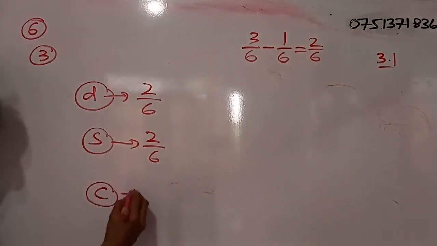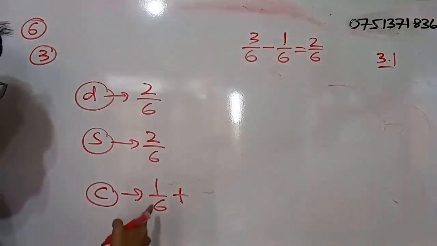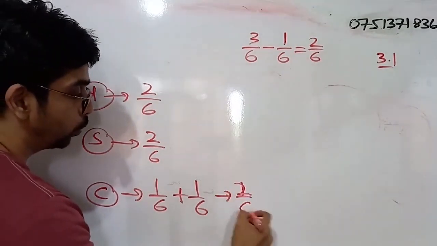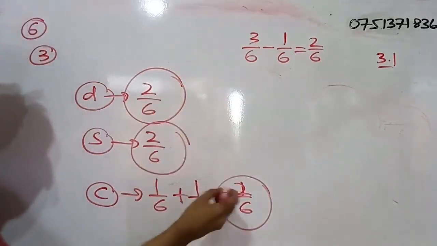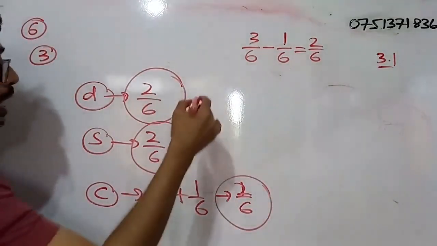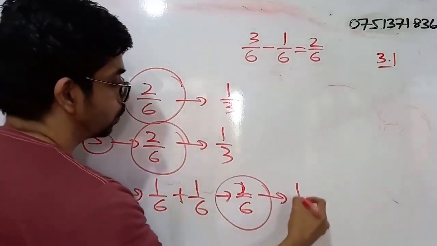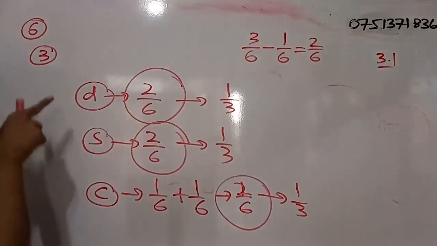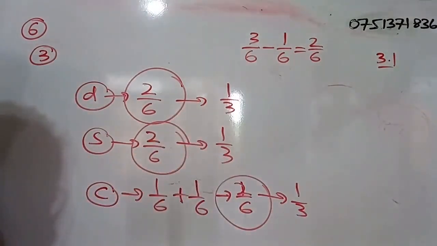Then the charity, from the beginning, had 1/6. It received another 1/6. So what will be the amount? 2/6. Now all three of them have the same amount of land. Even if we simplify this, this becomes 1 by 3, this also becomes 1 by 3, and this also becomes 1 by 3. So all three of them, the daughter, the son and the charity, now have the same amount of land as a fraction.